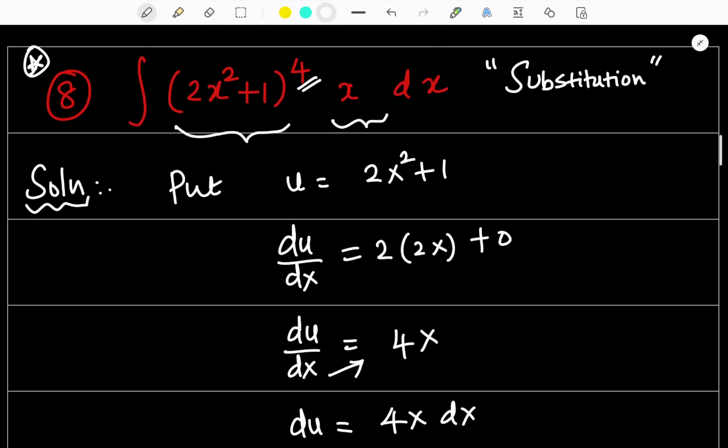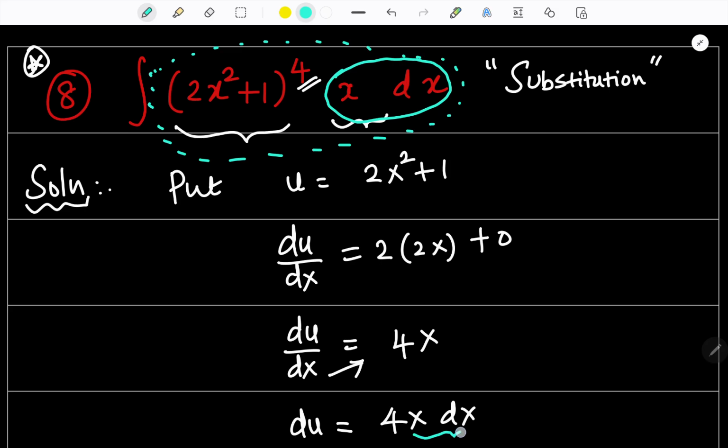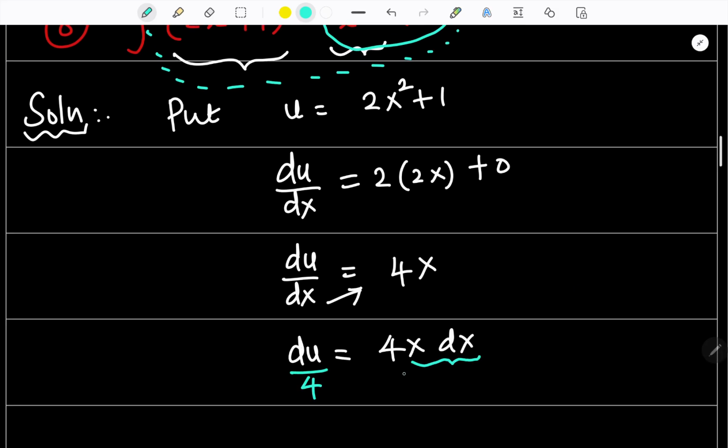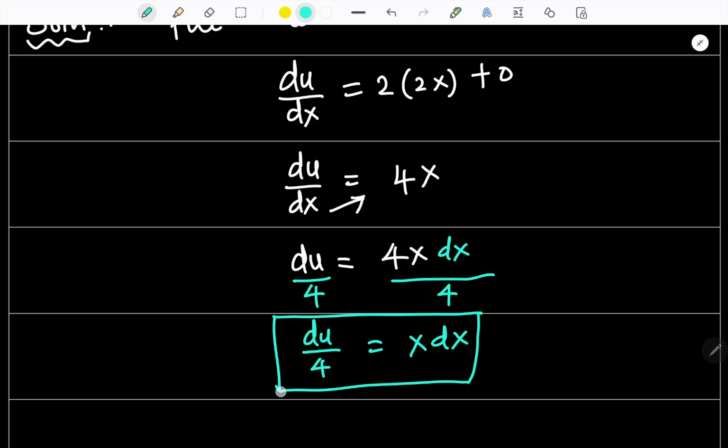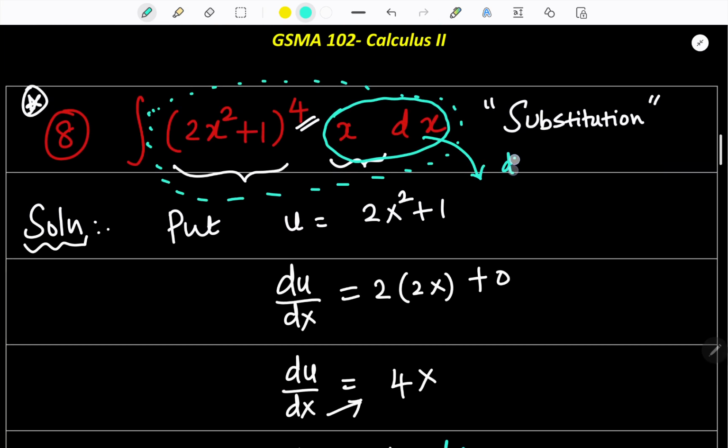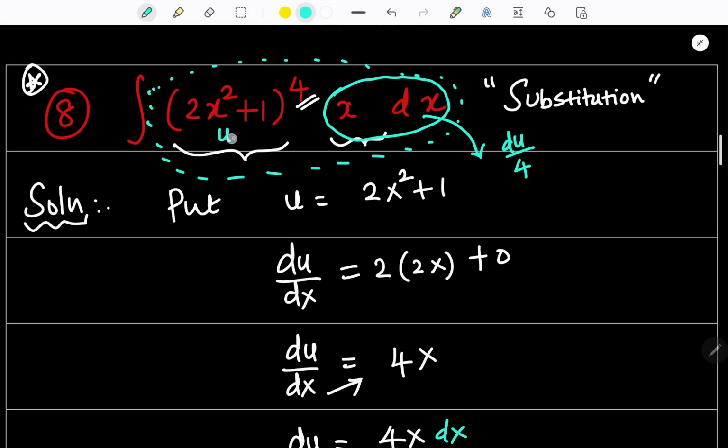What is the idea of substitution method? You have to convert all the variables in terms of u. Which variables, teacher? Look here. This whole integration you have to convert in terms of what? u. Right? So look here. There is an x dx here. So if I divide by 4 on both sides, I will get du divided by 4 is equal to x dx, right? So what I'm going to do, this is going to become du divided by 4, and this will be u to the power of 4. Very easy to integrate, yes or no?